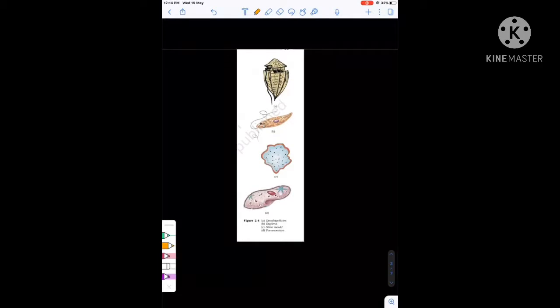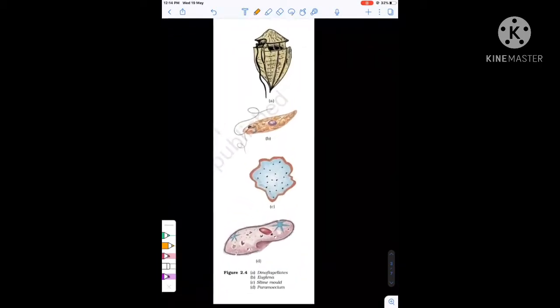Now, this diagram, that is figure 2.4. This can be asked in the question. This diagram will be given in the question paper and you have to identify. This is the dinoflagellate, this is the Euglena, this is the slime mold, and this is the Paramecium. Simple. There are some important points about the slime mold.